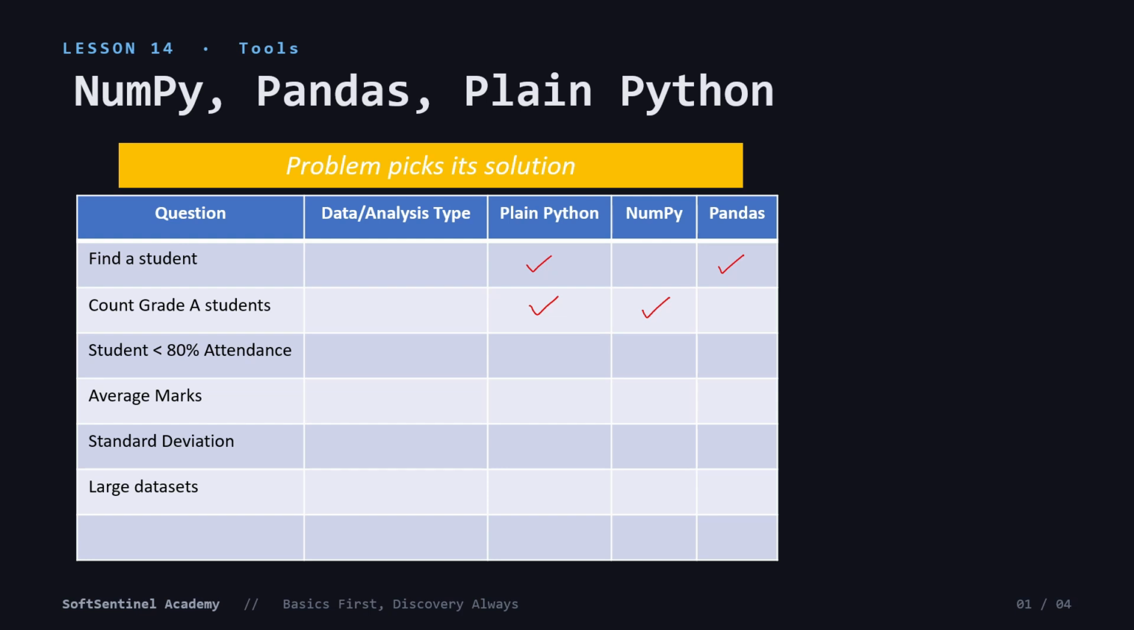Next question, find me students who have less than 80% attendance. Again, it is a kind of classification, where first you have to create a class of the data and then you find the frequency. So plain Python will do the job and NumPy will do the job as well.